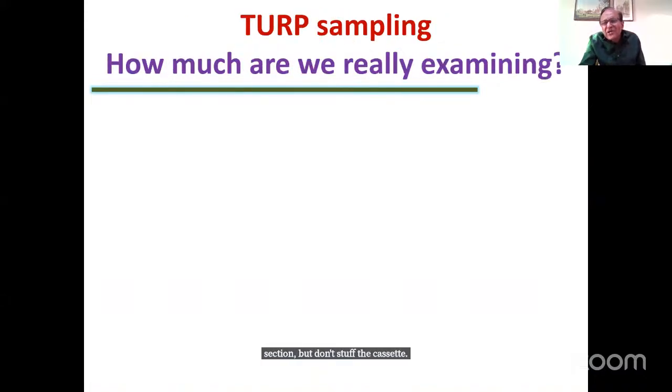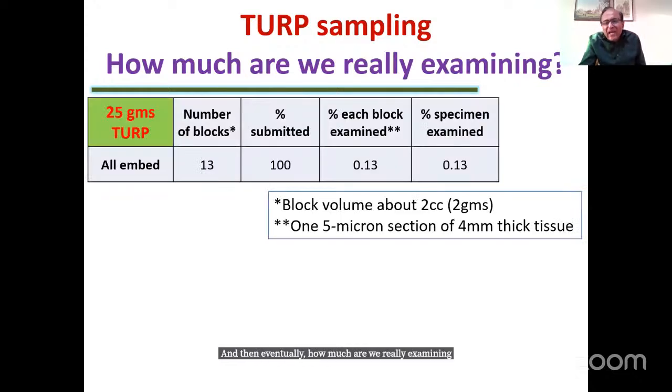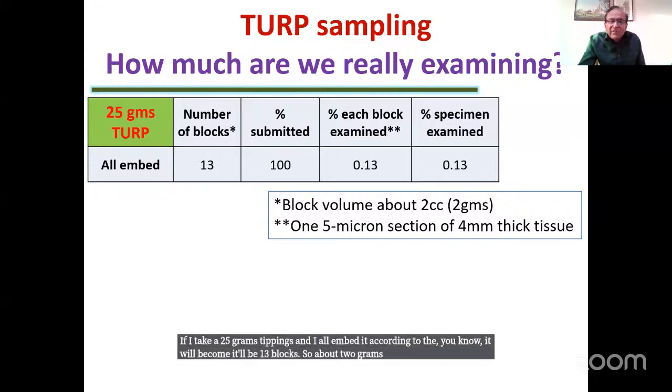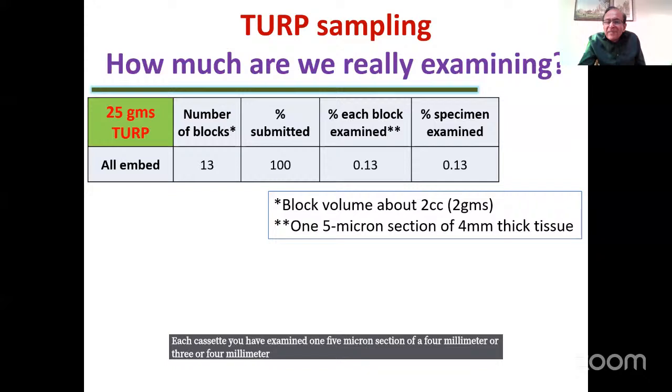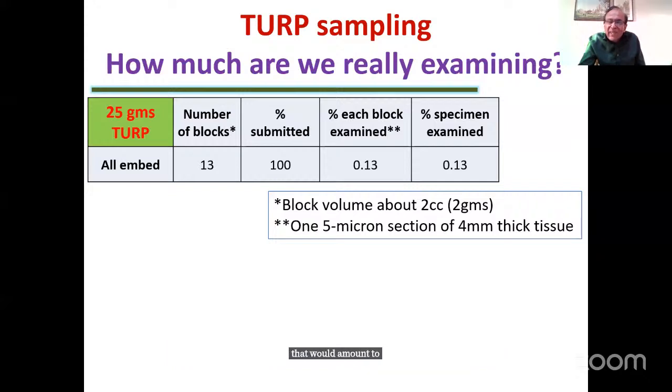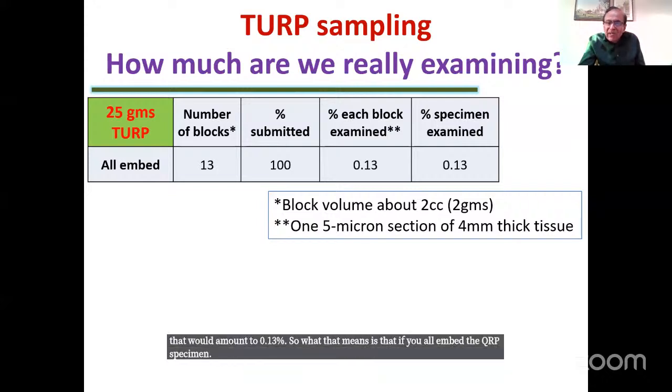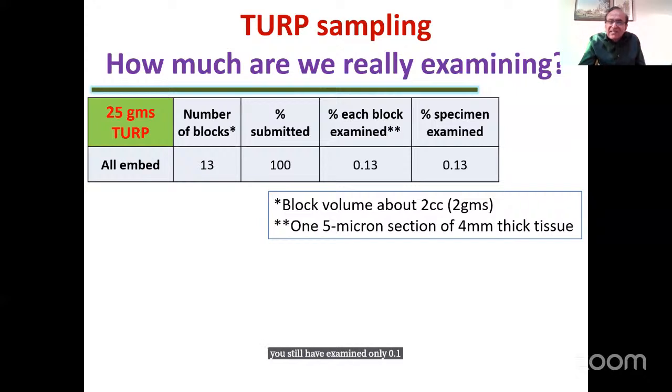And then eventually, how much are we really examining? So here are some calculations for you. If I take 25 grams of chippings and embed it all, it will be 13 blocks. So about 2 grams for each block, would be 13 blocks or 13 cassettes. For each cassette, you would have examined one 5-micron section of a 3 or 4 millimeter piece of tissue. That would amount to 0.13%. So what that means is that if you all embed the TURP specimen, you still have examined only 0.13%. That's a tiny, tiny, tiny fraction of the specimen.